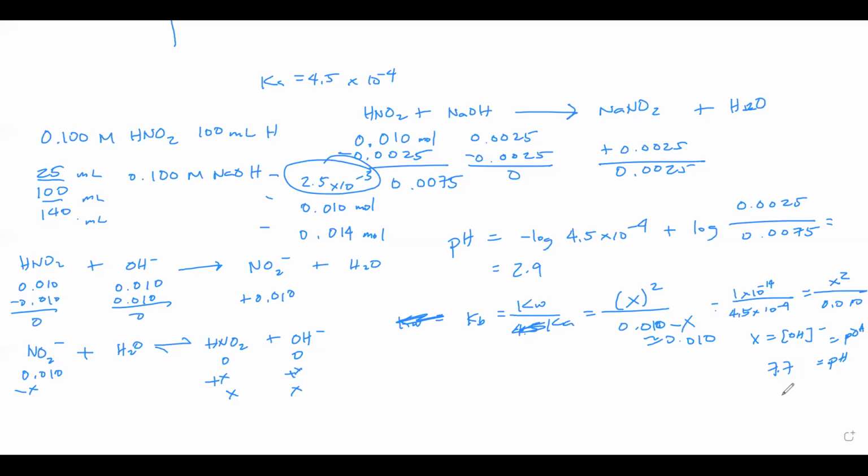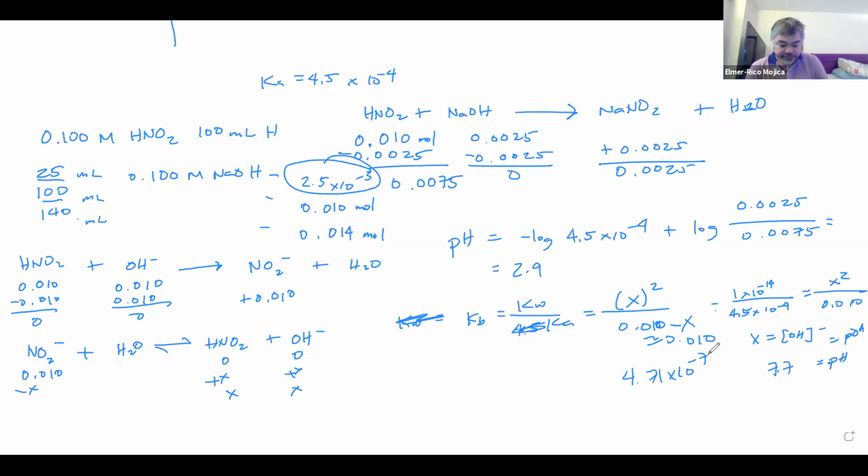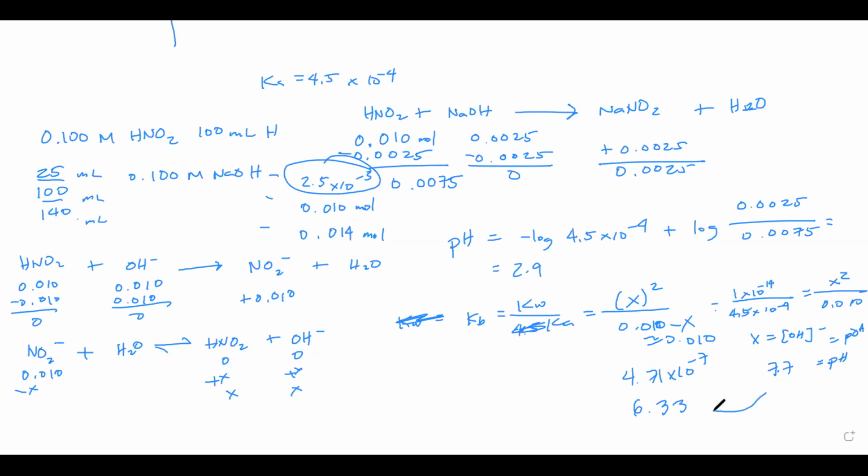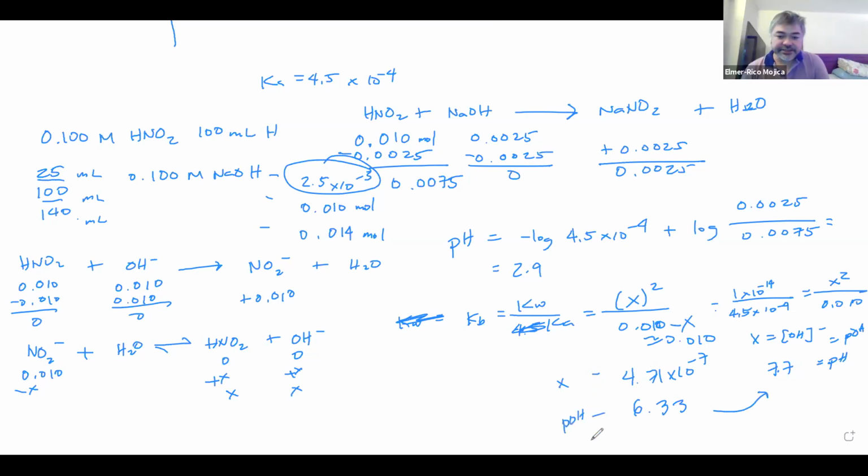I got different, Professor. This is where you multiply the Kb and the 0.01. So 1 exponent negative 14 divided by 4.5 exponent negative 4 is 2.22 times 10 to the negative 11, times 0.01. You get around 2.22, and then you get the square root of that. You get around 4.71 times 10 to the negative 7, and when you take the log, that gives you around 6.33. That's the pOH. You end up with 7.7 as the pH. So this is the pOH, this is the x. Thank you. So we have already done the second part.